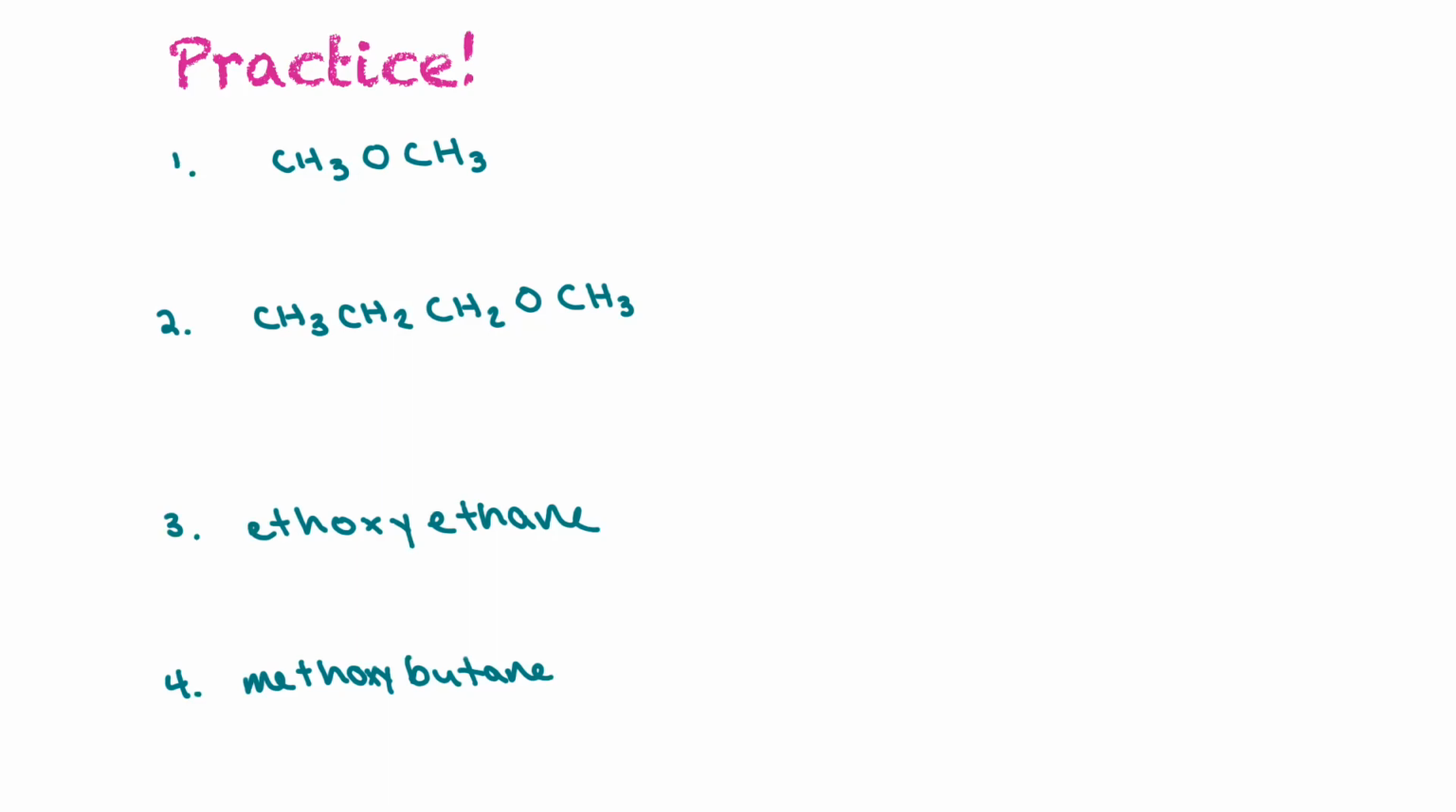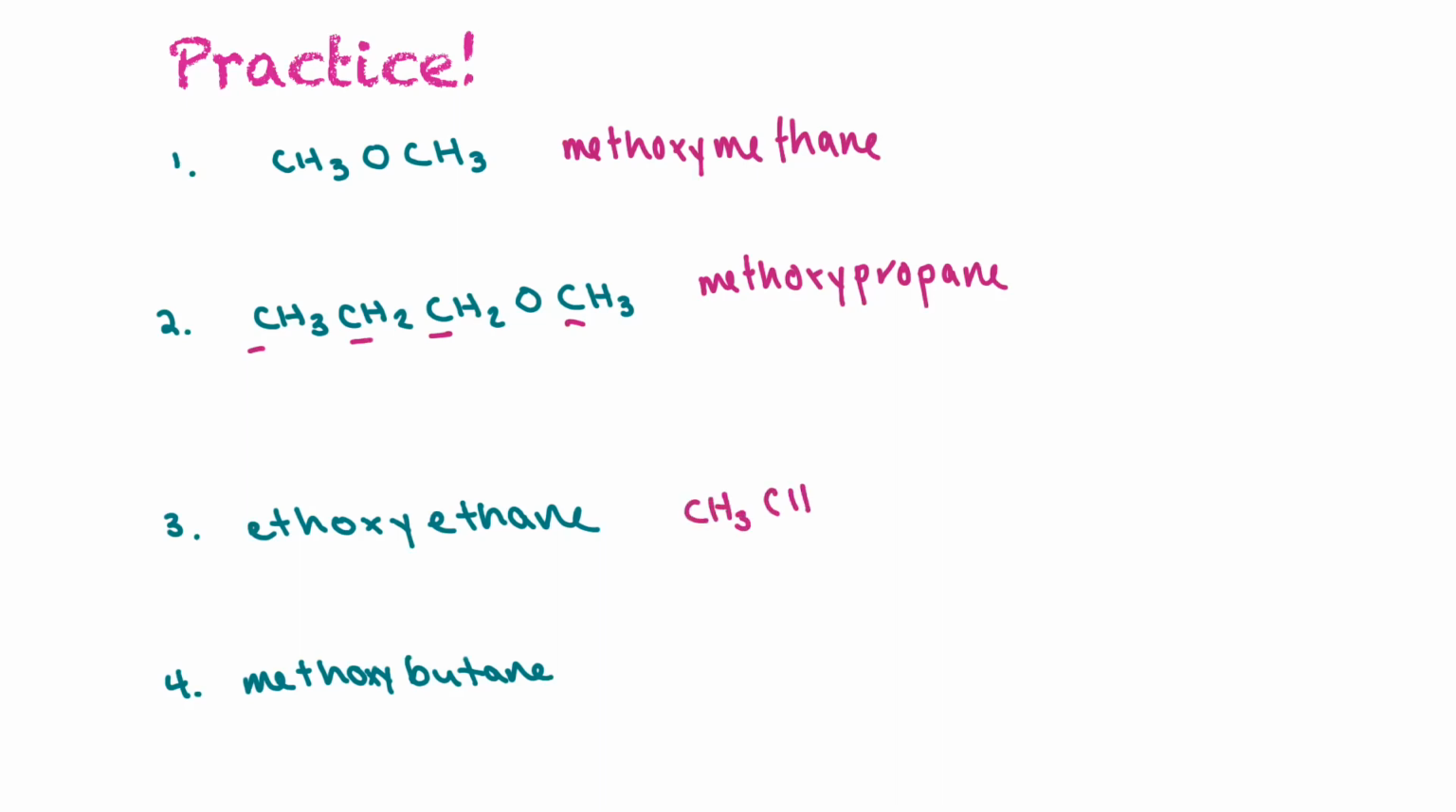So now we'll practice with some ethers. So the first one, there's just 1 carbon on either side of the oxygen. So this is going to be methoxymethane, like so. The next one, there's 1 carbon here and then 1, 2, 3. So this is going to be methoxy again, but propane. The third one, we're asked to draw ethoxyethane. So it's going to be CH3, CH2, O, CH2, CH3, like so.